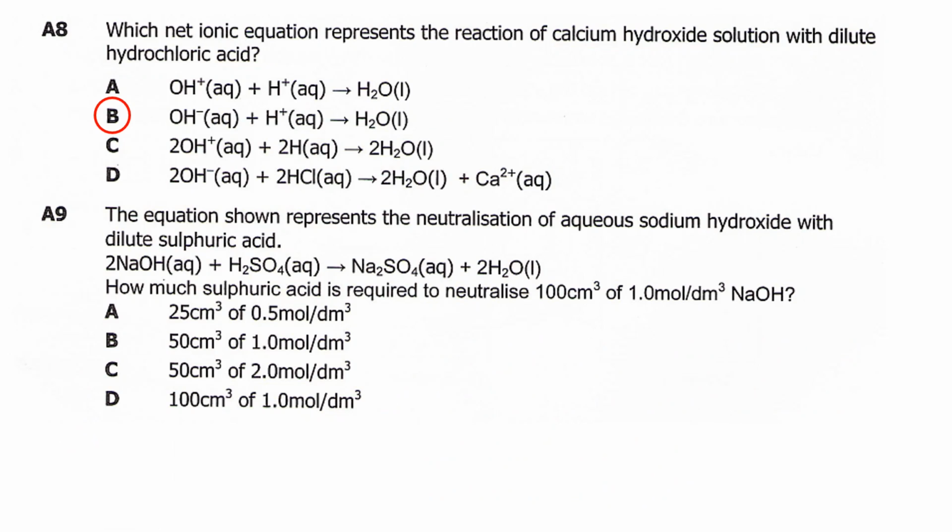It says the equation shown represents the neutralization of aqueous sodium hydroxide with dilute sulfuric acid. So they are talking of this equation here, which is sodium hydroxide plus sulfuric acid gives us sodium sulfate plus water. Then they're saying, how much sulfuric acid is required to neutralize 100 cubic centimeters of 1.0 mole per cubic decimeter of sodium hydroxide?